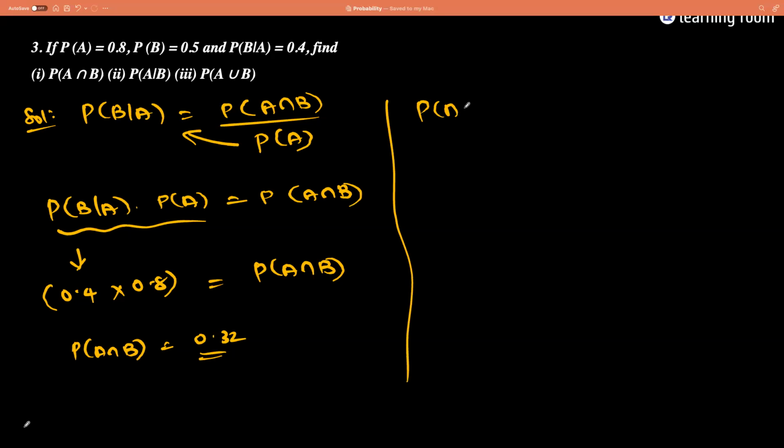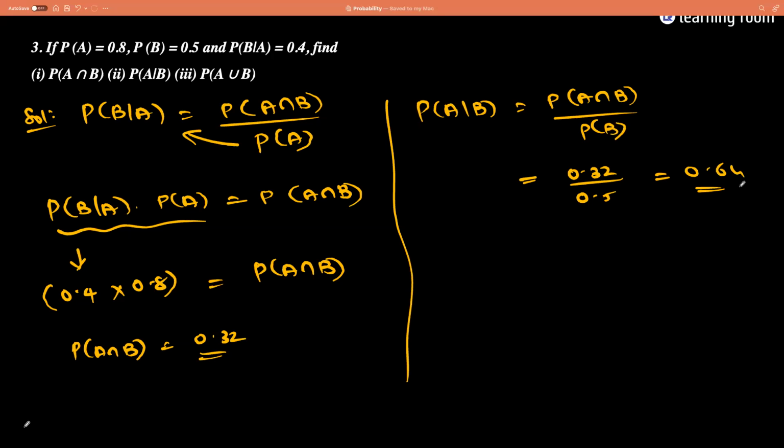So what is the probability of A given B? It is the probability of A intersection B divided by probability of B. So 0.32 divided by 0.5, again 0.64. So just now add and see: probability of B given A plus probability of A given B. Is it coming out as 1? No, sir.